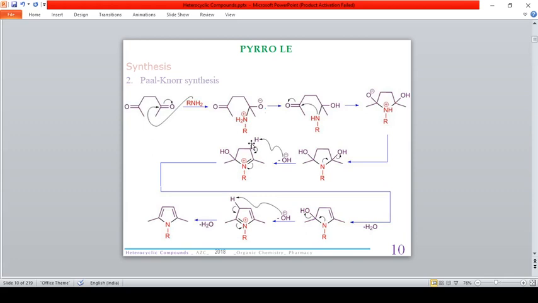Now I have a request to you. What you will do? This mechanism is very easy and I hope you understand it also, but you will write it down in your notebook all by yourself, just for the practice and to check whether you understood each and every step in this or not.